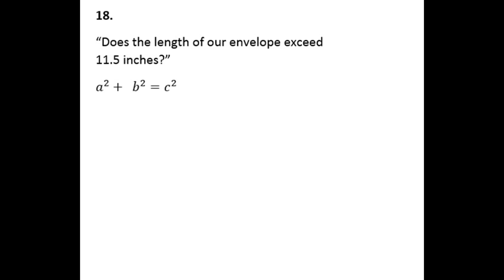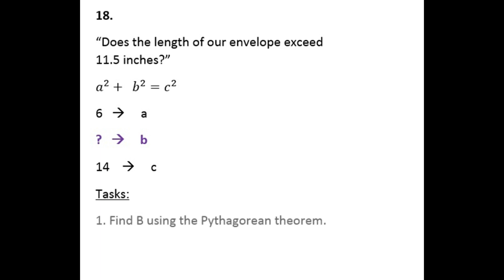So a squared plus b squared equals c squared. That's our Pythagorean theorem. So we have 6, we have a question mark, and we have 14. We have to figure out where to assign each one of those numbers. So we have 6 as our A, we don't know our B, and 14 is C, our hypotenuse or our diagonal.